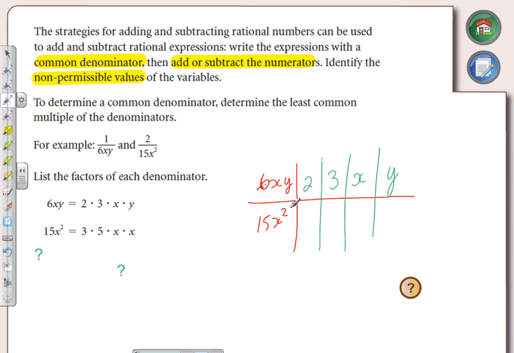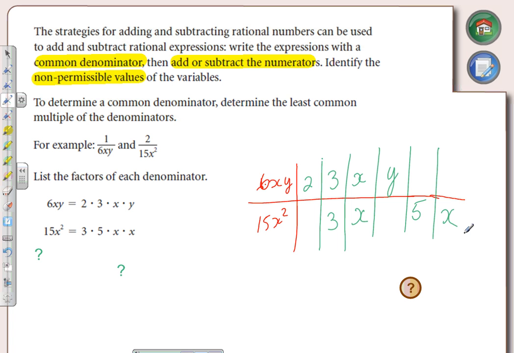Let's go to the 15x squared. I've got a 3. Hey, I've already got a column for 3, so I put a 3 there. 5. I don't have a 5 column, so I'm going to have to make another one. X. Oh, I've got a column for an x, but I can only put one x in that column. I can't put more than one. And then I've got another x, so it's got to go over there.